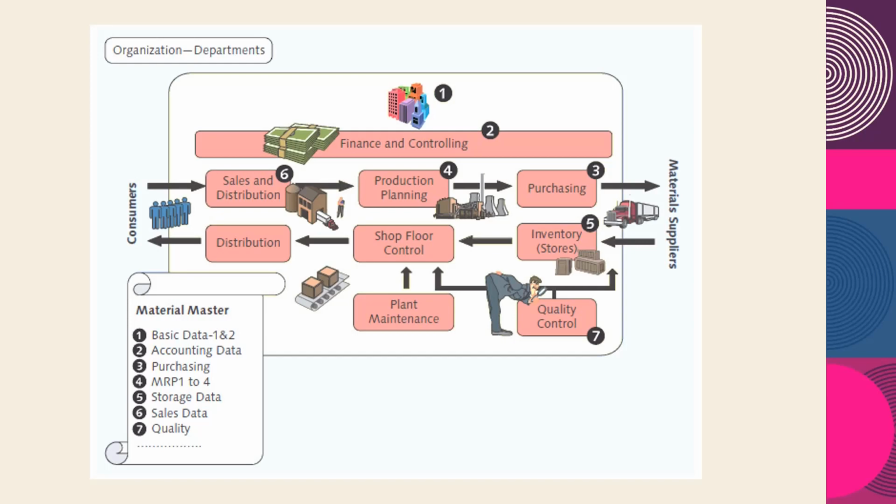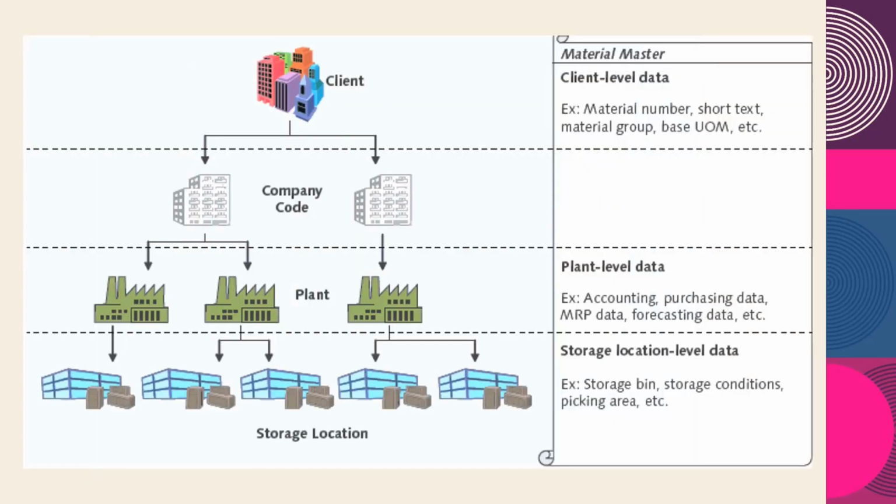Now as I said in the beginning, in the material master you have three levels of data maintained. One is client level, where you can have the material description, material group, and the unit of measurement. Any short text is maintained at client level. Whatever data is maintained at the client level is visible in the downward direction. That is, the data can be viewed at the company code level, at the plant level, as well as the storage location.